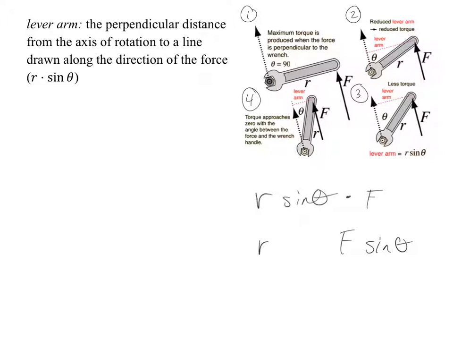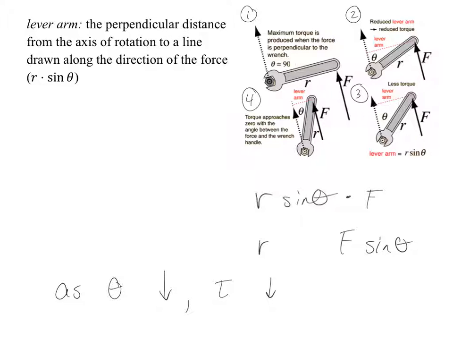And really what's happening here? If I apply this force here, I have to consider the fact that this distance is getting smaller. If you don't want to go crazy with the lever arm approach, just remember this is the formula you're going to use: r sine theta f or r f sine theta. Either one works. But the idea is that as theta gets smaller, the value of the torque also gets smaller.